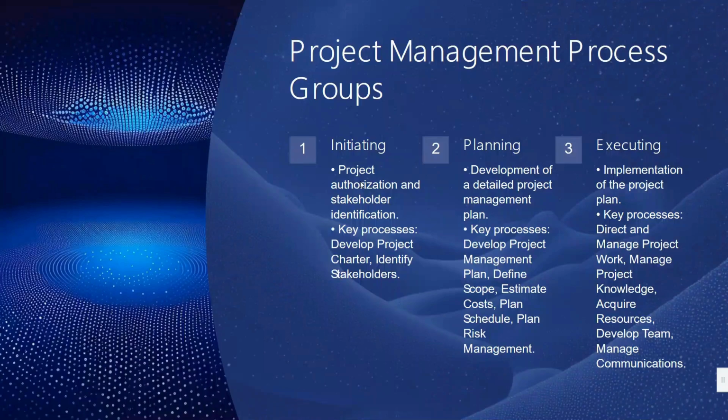Here we have the project management process groups. You can see the five process groups from the framework of project management. They guide the project from start to finish. First, we have initiation, or project initiation. In the project initiation phase, the project is formally authorized, key stakeholders are identified, the project's objectives and goals are defined, and the project manager is assigned.